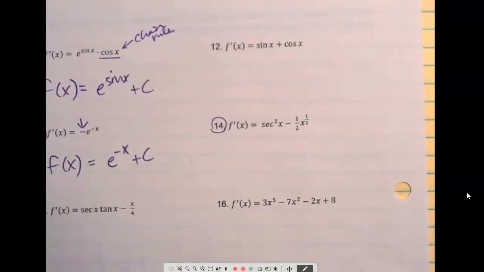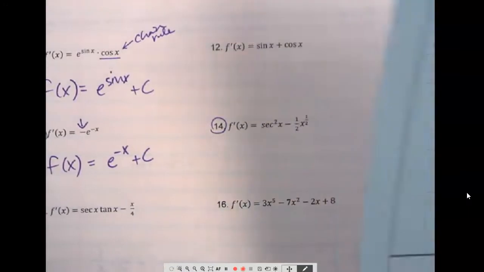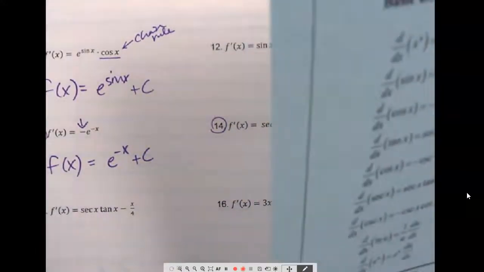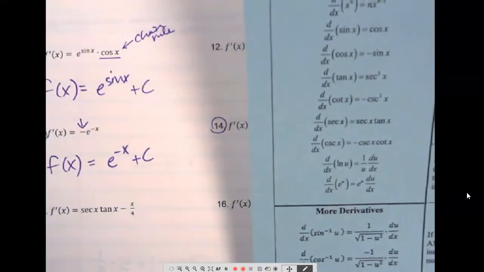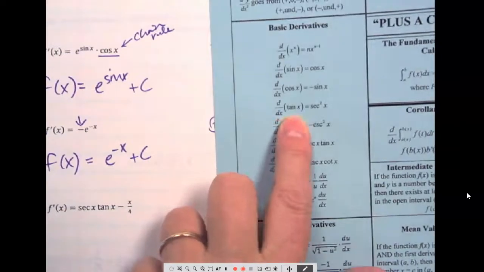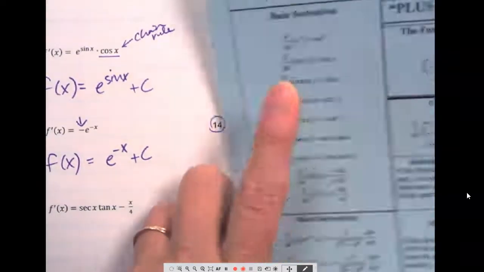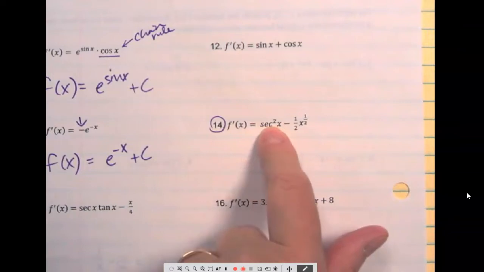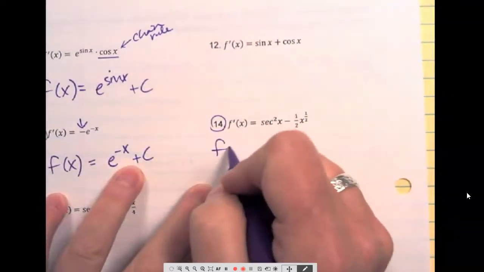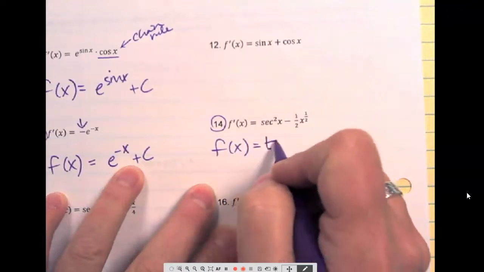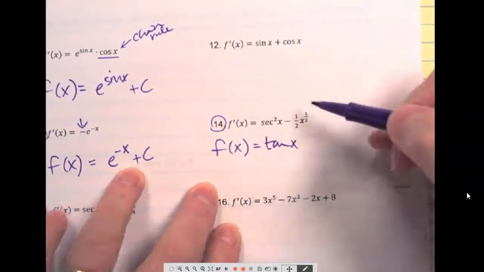Okay, so 14 is one that maybe you wanted to consult your formula sheet. We haven't used it in a tad bit, but the derivative of tangent is secant squared. So if I have a secant squared there, what did I start with? Tangent. Okay, then I move on to this one.